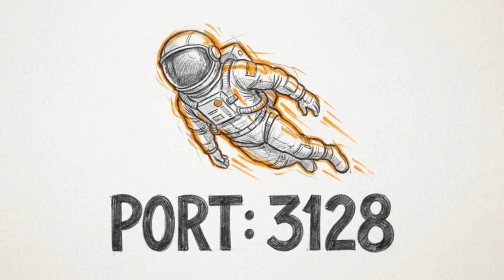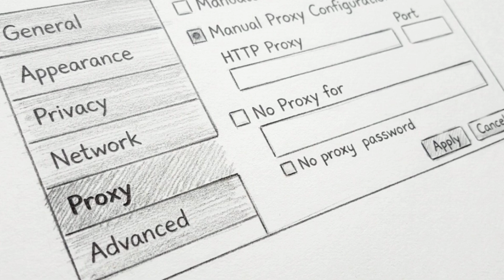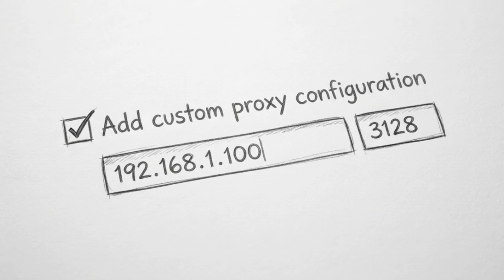To verify the proxy is working, we will run a test using Postman. By default, Squid listens for traffic on port 3128. In the Postman settings menu, navigate to the Proxy tab. Select Add Custom Proxy Configuration. Input the exact IP address of your Ubuntu server and set the port to 3128.